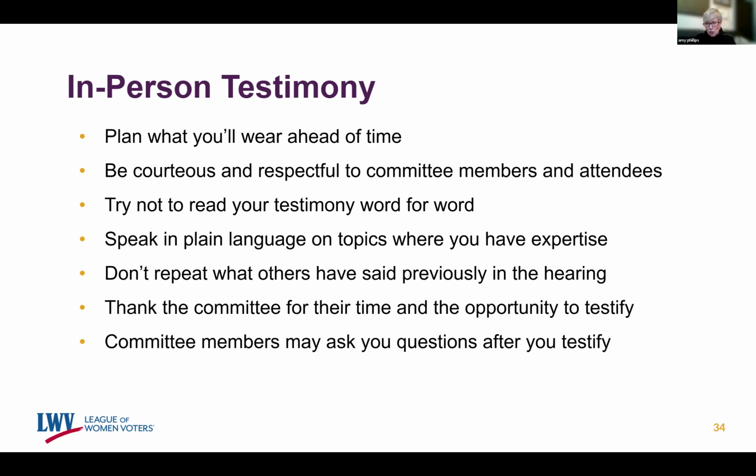In other words, professional jargon or techno babble may not be particularly helpful to those listening to you. Don't repeat what others have said previously in the hearing. It's good maybe for reinforcement, but at the same time, you want to make sure that people are really hearing you by offering something a little different. Thank the committee for their time and the opportunity to testify.